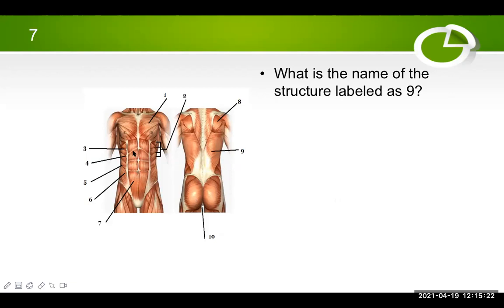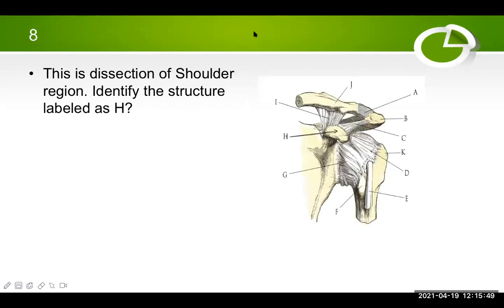What is this muscle which is shown by number 7 here? Rectus abdominis. Very good. Rectus abdominis is a very commonly asked question in the exam. And the muscle which is shown by number 1, what is this? Pectoralis major muscle. Excellent. Now let's move on.